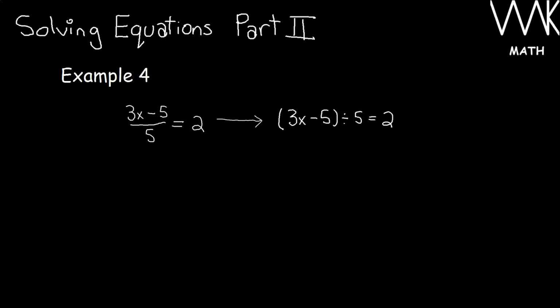Then we put the 5 from the bottom of the line into our next line, and we should put brackets in between the 5. But since it's only one term, we can just ignore it. So essentially, what we have here is 3x minus 5 in brackets divides 5, and it equals 2. Now, what is the next move we want to make here?